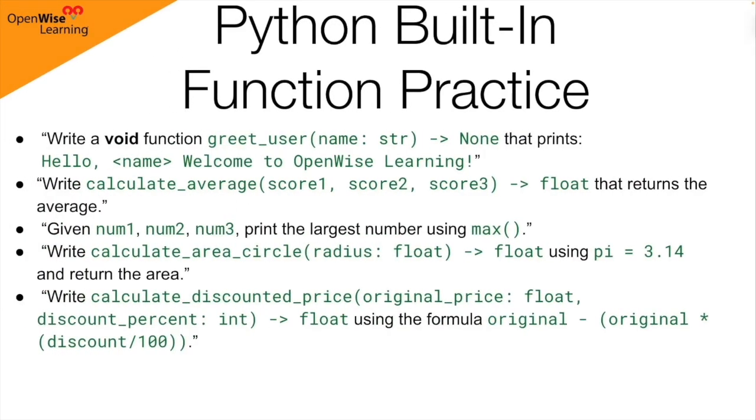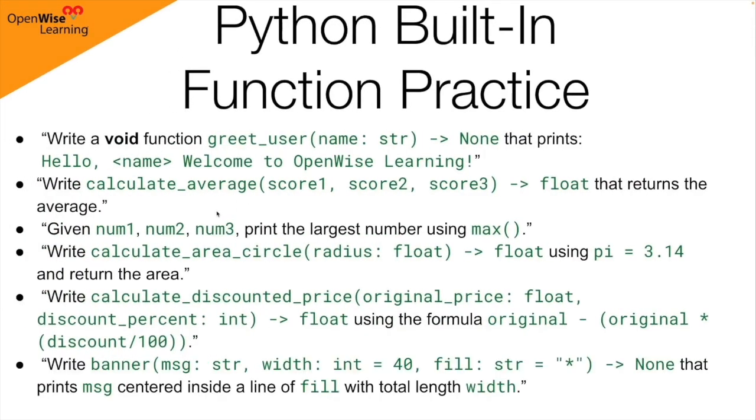All right. Our final problem here is going to write banner, which will have the parameters message or msg, which is a string, width, which is an integer with a default value of 40, and fill, which will be a string with a default value of star. This will be a void function that prints a message centered inside a line of fill with a total width. It's a bit of a challenge problem, but you have everything you need to solve this one. So pause the video and try this one.